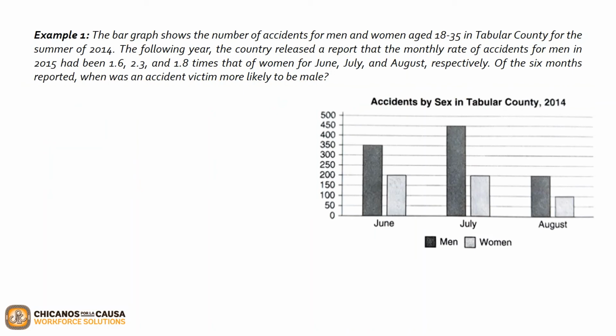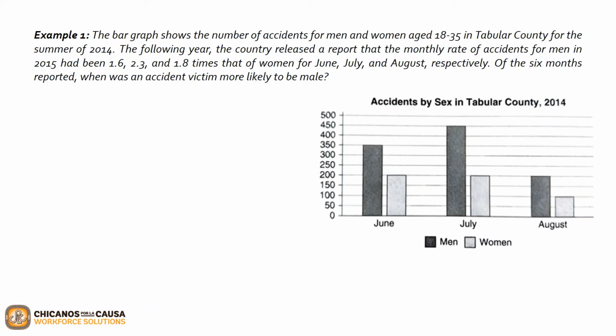Example 1. The bar graph shows the number of accidents for men and women aged 18 to 35 in Tabular County for the summer of 2014. The following year, the county released a report that the monthly rate of accidents for men in 2015 had been 1.6, 2.3, and 1.8 times that of women for June, July, and August, respectively. Of the 6 months reported, when was an accident victim more likely to be male?